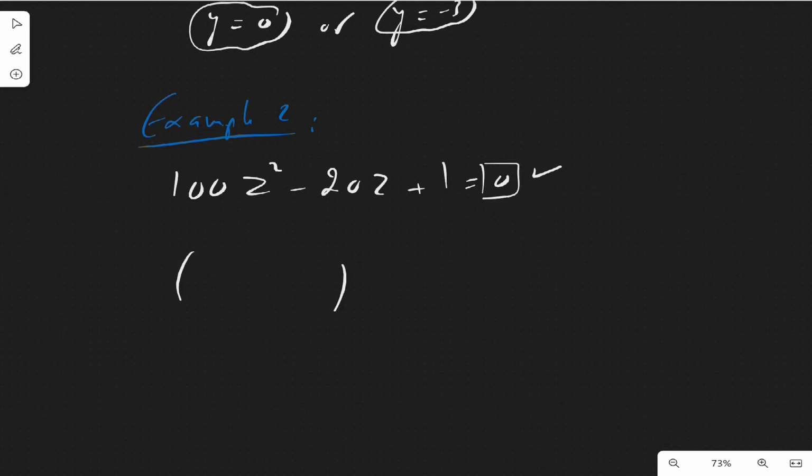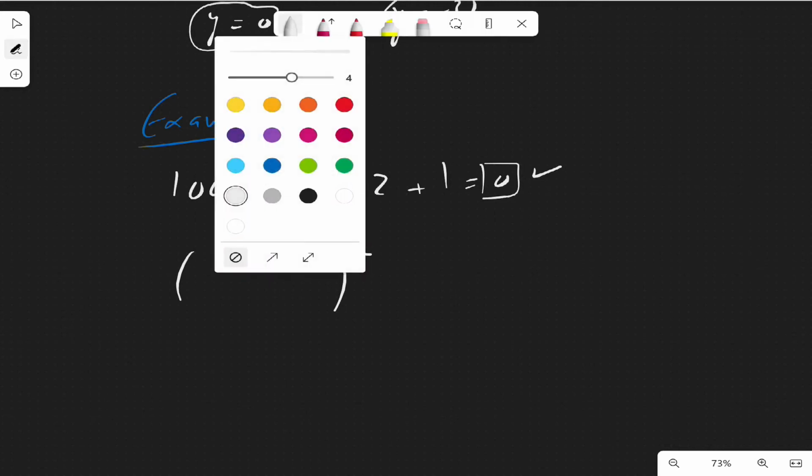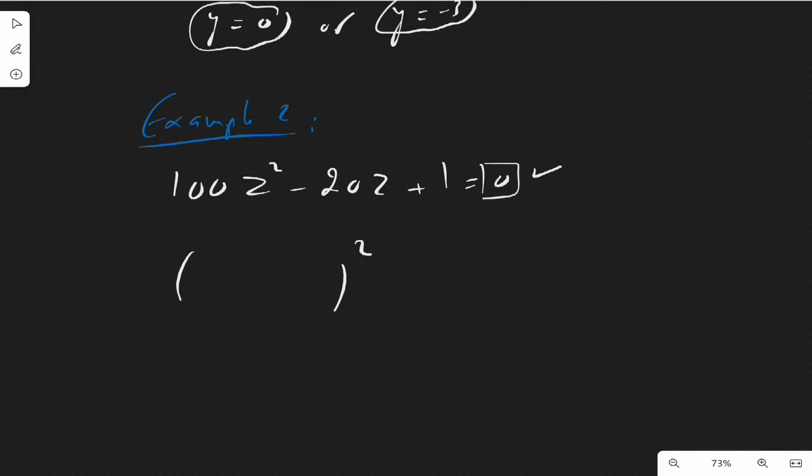So I open bracket to the power of 2. And I say, what is the square root of 100z2? The answer is 10z, plus or minus. What is the square root of the last number, 1? The answer is 1. Not enough, before I check the middle one. So I multiply 2 times 1, the answer is 2, times 10z, the answer is 20z, which is the middle one. So it's good and perfect.